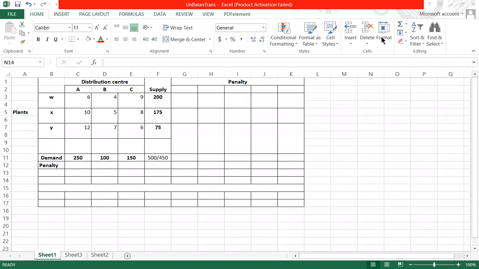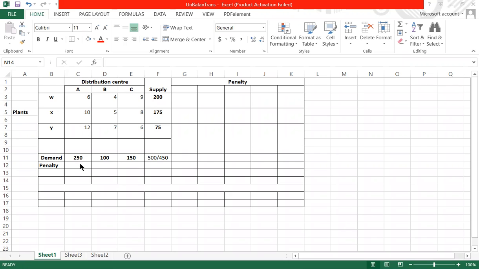So in today's class, I will be talking about the unbalanced transportation problem. As you can see in the slide, there are three plants W, X and Y, and there are three distribution centers A, B and C. W has a supply of 200, X has a supply of 175, Y has a supply of 75. The total of supply is 450.